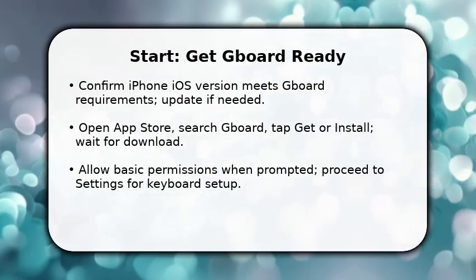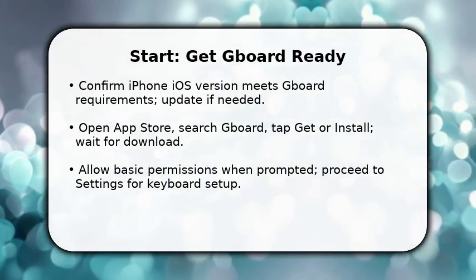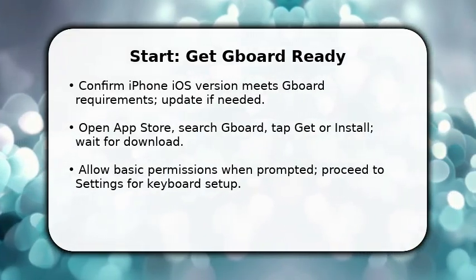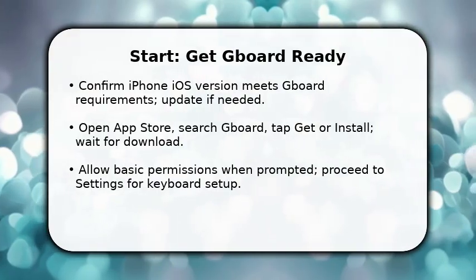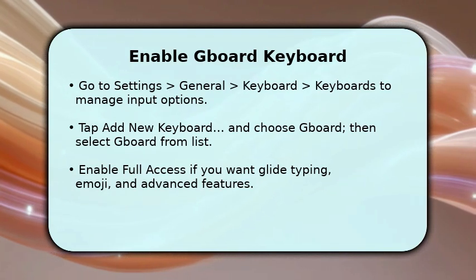Once done, you'll respond to initial permission prompts. Allow what's necessary for clipboard and optional features. After the app is on the device, make sure to open Settings to add the keyboard. That's where we continue. You now add Gboard to your active keyboards.